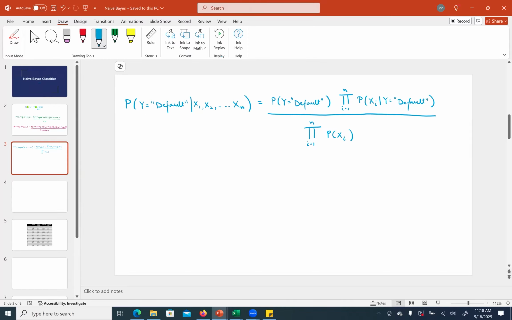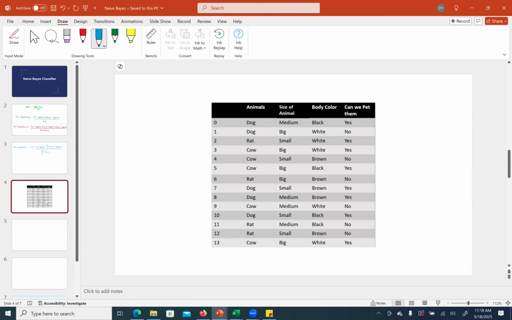Okay, it might look a little fancy, right? But it's very easy when we take an example. Okay, let's take an example. I have different variables: animals, size of the animal, body color, and finally, can we pet them or not? This is my target variable.